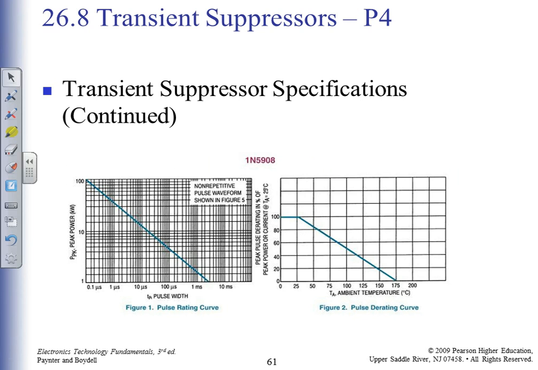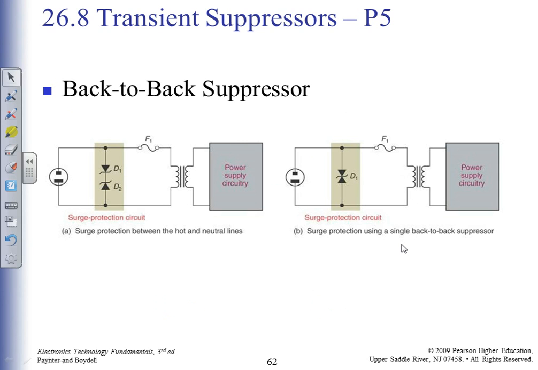And the transient suppressors, depending on temperature, will depend on what the peak is. So I have back-to-back suppression. Instead of having two separate diodes, I can have one diode in a surge protection circuit, called a back-to-back suppressor.